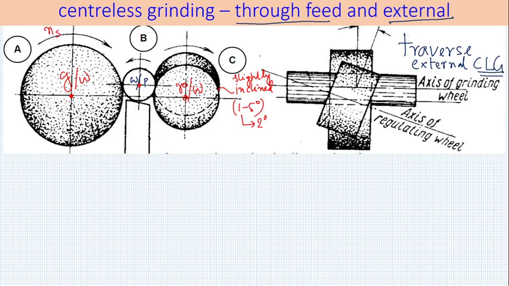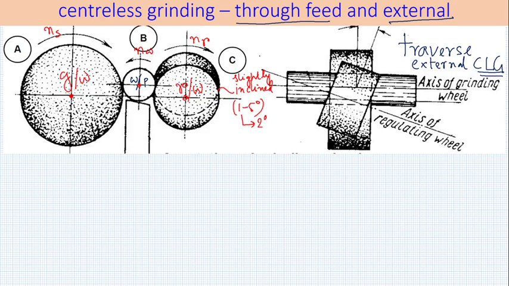What are the motions shown? A is the NS motion driven by a motor. B is the NW motion, not driven by a motor. This is the NR motion driven by a motor. NW, where is it coming from? It is coming because of friction. There is one more motion which is not shown in this figure. I will show it separately.